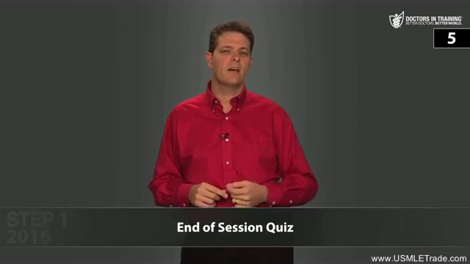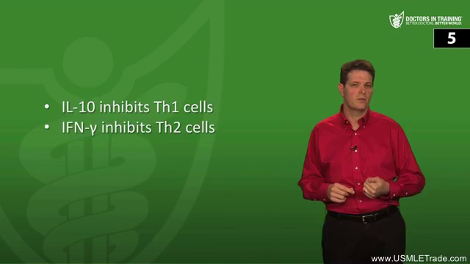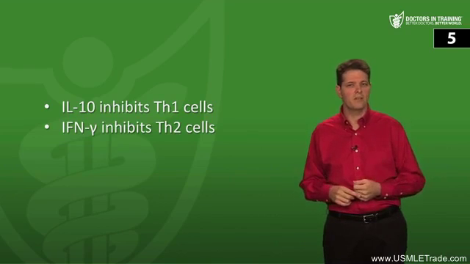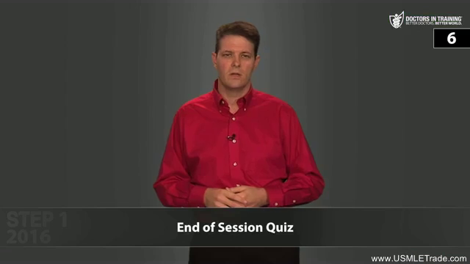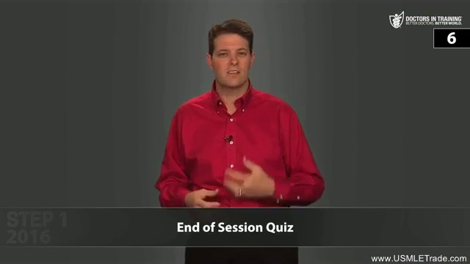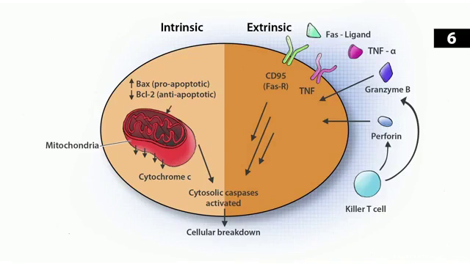Next, which cytokines inhibit T helper 1 cells and which ones inhibit T helper 2 cells? So we said IL-10 inhibits T helper 1 cells and interferon gamma inhibits T helper 2 cells. Next, how do cytotoxic T cells kill virus-infected cells and neoplastic cells? So one method was by releasing the cytotoxic granules full of perforin and granzyme, and the other method was that the Fas ligand on the T cell binds to the Fas receptor on the target cell, and that induces apoptosis.